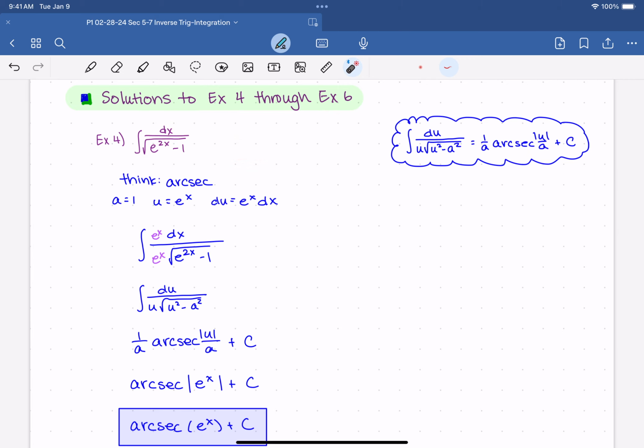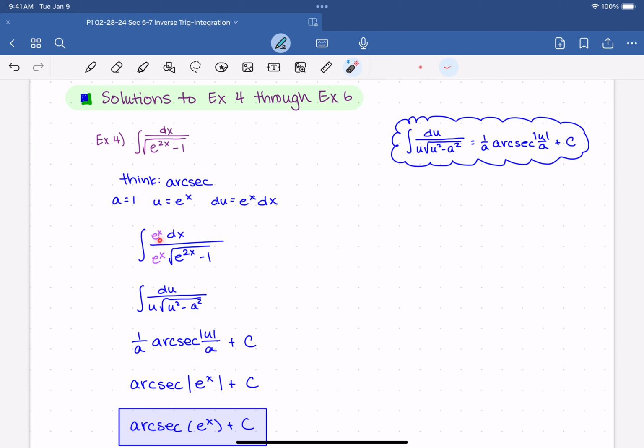But what I do have instead is a square root in the bottom with a variable minus a constant. And notice there's nothing outside here, like is in the arcsecant. I'm not looking at that. I'm just looking at the variable minus the constant. This is making me think arcsecant. So let's see where this takes us. A squared is 1, so a is 1. U squared is e to the 2x, so u is e to the x. And that would make du equal to e to the x dx.